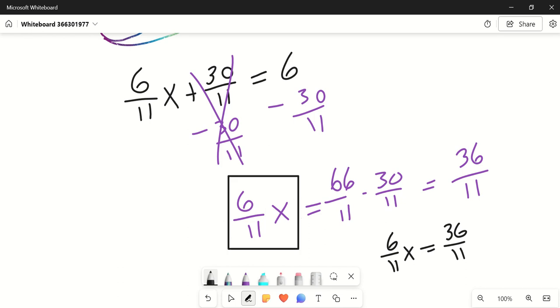6/11 x, which I had before, equaled 66 minus 30/11. We did that by changing it to 66/11. Now this is what we have right now. That's our equation as of right now. Anybody not understand how we got here? We're all good? Leo? We good? You need me to walk through it?